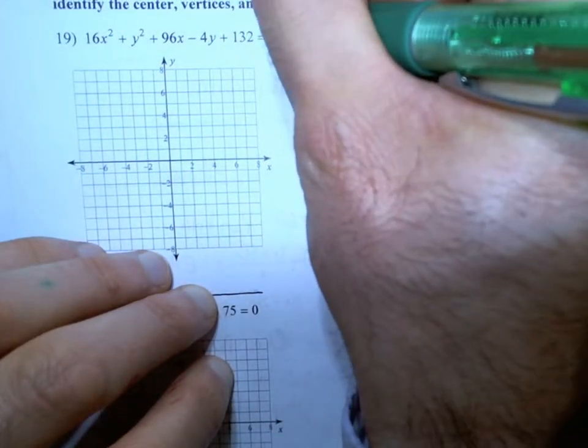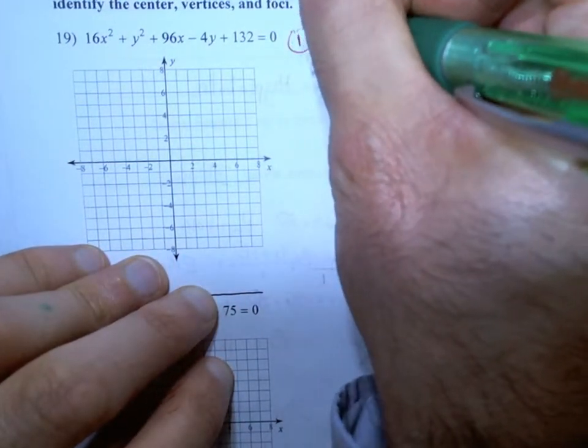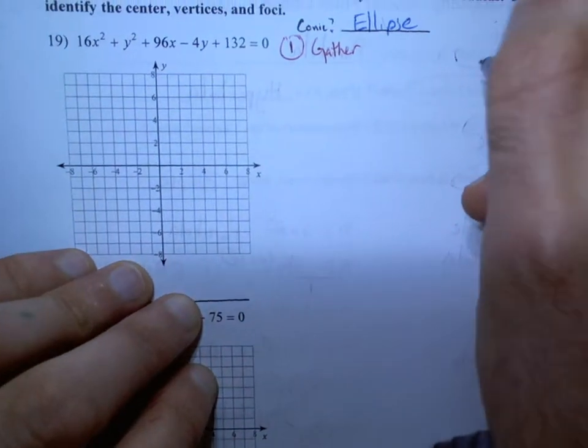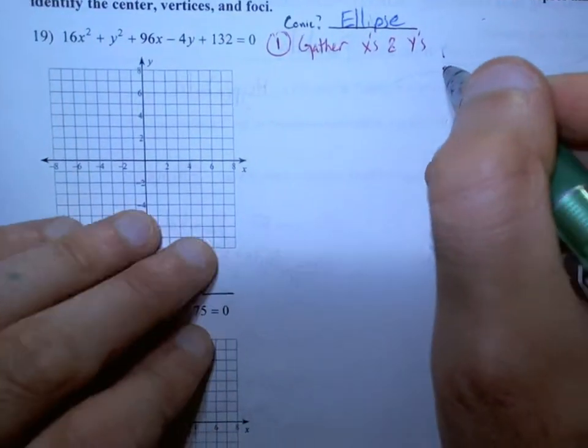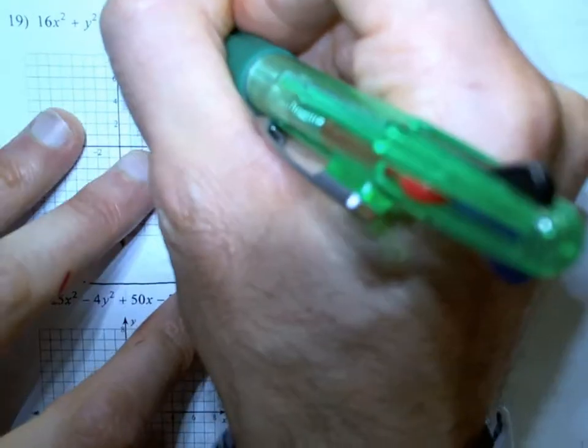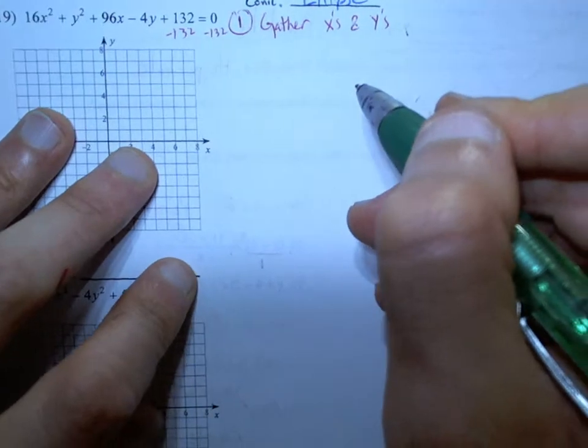Okay, so previous problem, same thing. So step one, let's gather the x's and y's. Gather the x's and y's. We'll move the constant over just like before. Let me just do that now. Minus 132, minus 132. We subtract 132 from both sides.